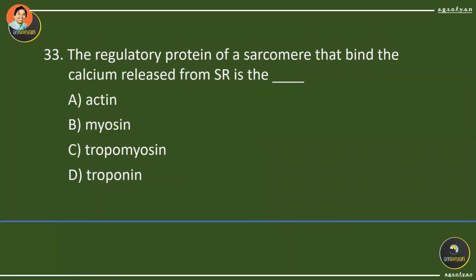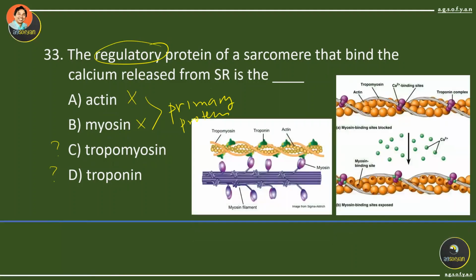The regulatory protein of the sarcomere that binds the calcium released from the SR is A, B, C, or D. Of course, it will not be actin and myosin, because these are the primary proteins for contraction. So the answer will be this one, okay? Regulatory protein, whether tropomyosin or troponin. Look at this picture over here. You see this one? This is myosin, the thick filament. And you see this one is actin.